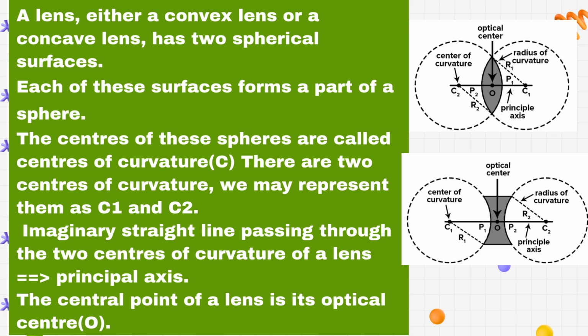We know that spheres have a center point. The center is called the center of curvature. Here two spheres are there, that's why two centers of curvature will be there. They are represented as C1 and C2. The imaginary straight line passing through these two centers of curvature is called the principal axis. The center point of the lens is called the optical center. It is represented by O.